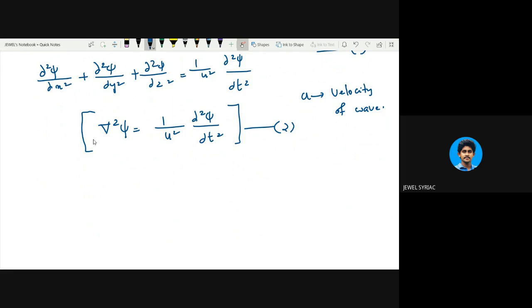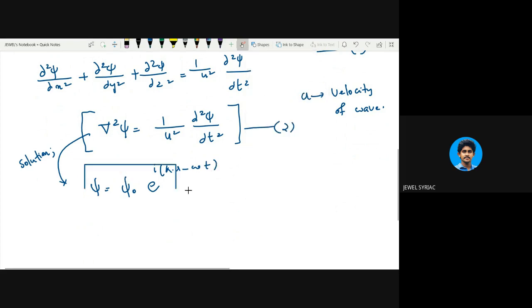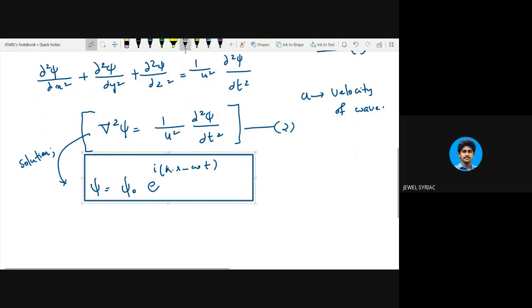So what is the solution of a three-dimensional wave equation? The solution of a three-dimensional wave equation is given by ψ = ψ₀ e^(i(k·r − ωt)). That means we assumed that the wave associated with our particle is a plane progressive wave. Then what is the wave equation for such a plane progressive wave?